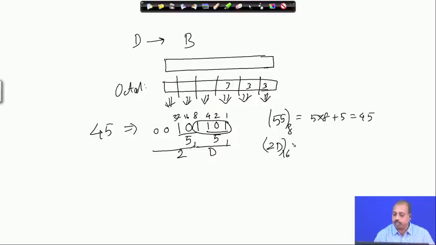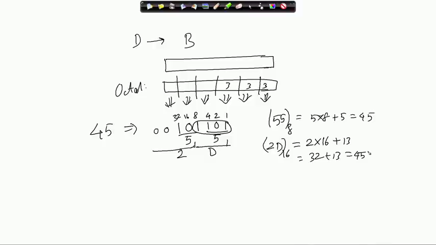So, you can convert this 2D and check that it is really representing the hexadecimal number system: 2 into 16 plus D is 13, so that is 32 plus 13 equal to 45. So, this way, any number system you can use, they are all equivalent. So, you can represent numbers in a proper format.